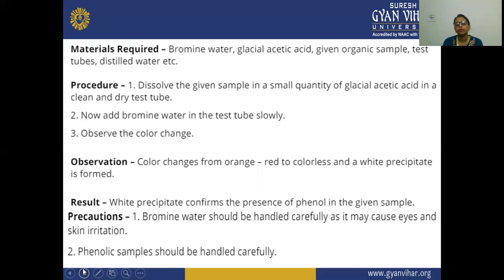Here the precautions that we should take: bromine water should be handled carefully, as it may cause eye and skin irritation. Secondly, phenolic samples should be handled carefully because they are poisonous and corrosive in nature.